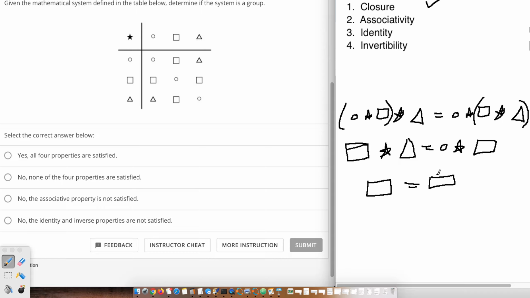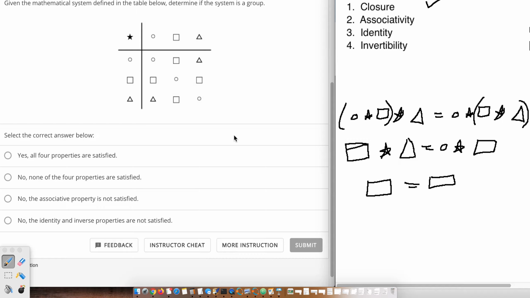That's just one example. You need to check all the examples to make sure it's associative. But sometimes what I do is I look and see if I can find some sort of pattern or symmetry. Like these triangles are opposite of one another, the small circles are opposite of one another, and the squares are in all four corners. It looks like there's some symmetry happening here, and we could divide on this diagonal line and get the same figure.